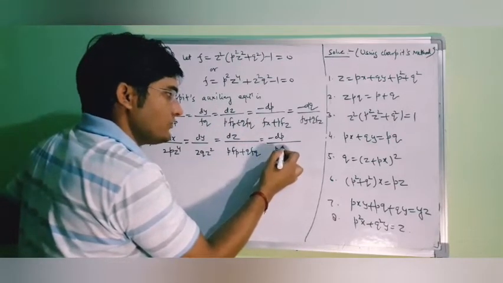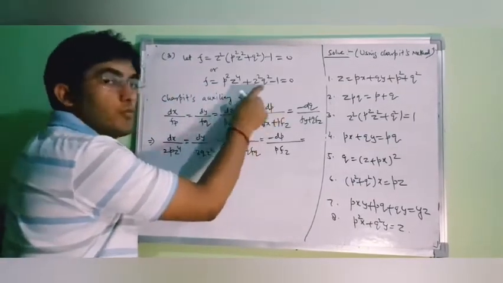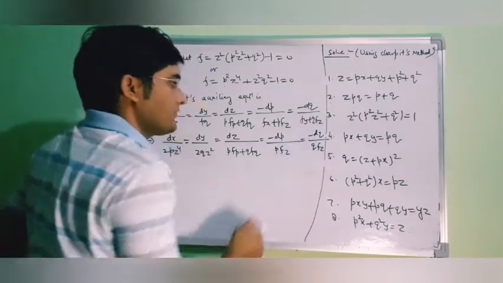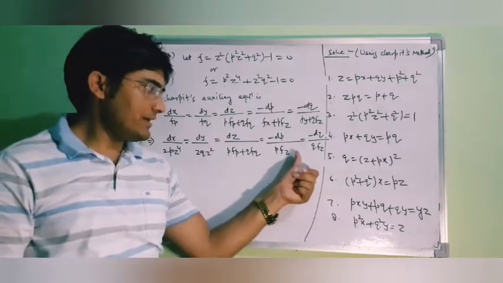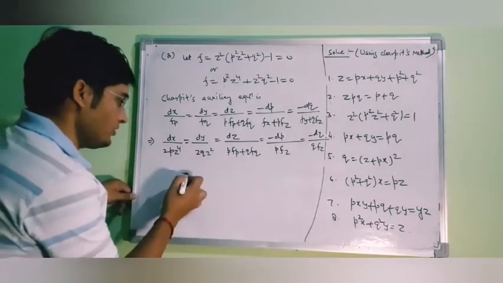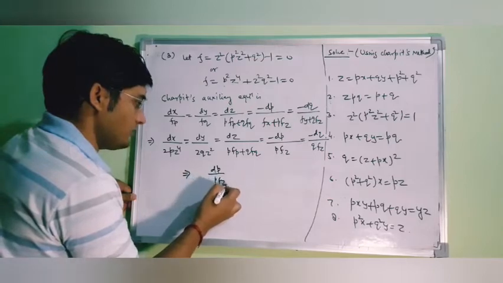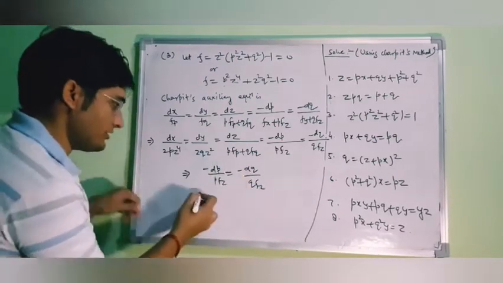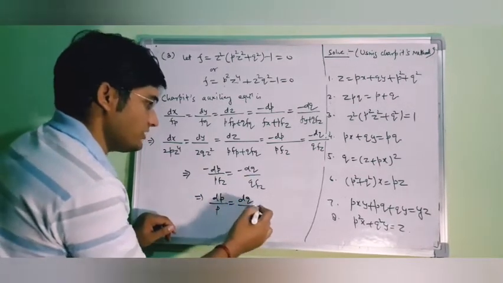So here we will get p into fz. And similarly, again you can see that there is no term of y. So this will be your minus dq upon q into fz. I am not writing the value of fz because you can see that this fz is cancelled from dp upon p and dq upon q. So from here we will get dp upon p fz equal to minus dq upon q fz. So now as you can see that fz is cancelled, so we will have dp upon p equal to dq upon q.